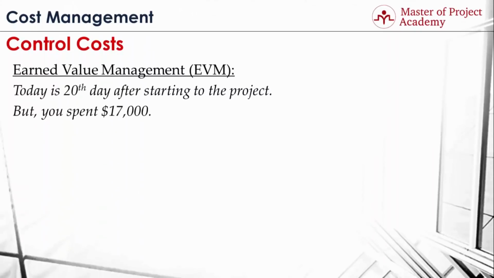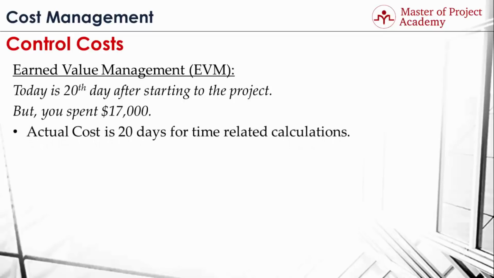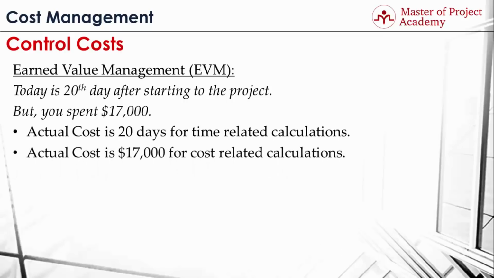And now we will look to the actual cost of the project. Today is the 20th day after starting the project, but you spent $17,000. So the actual cost is 20 days from schedule perspective, because we're at the 20th day of the project, and actual cost is $17,000 for cost-related calculations, because we've actually spent $17,000 in this project.